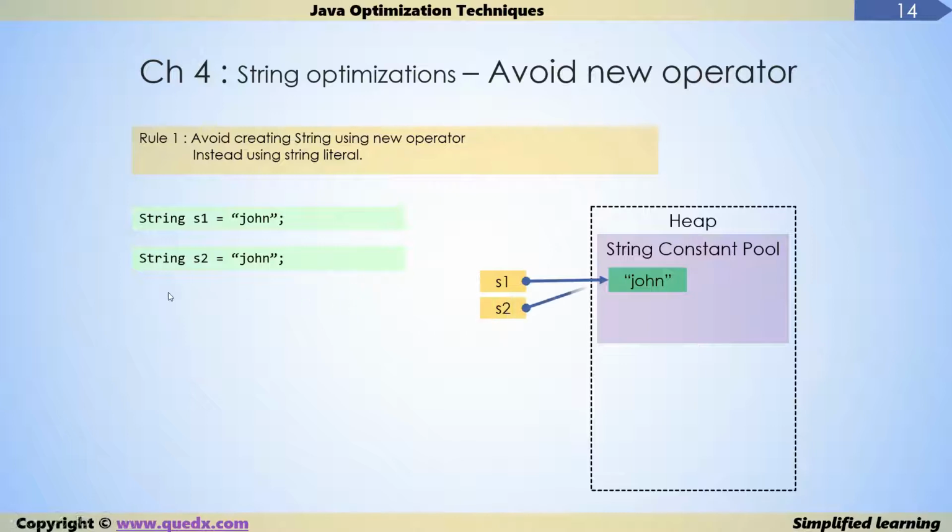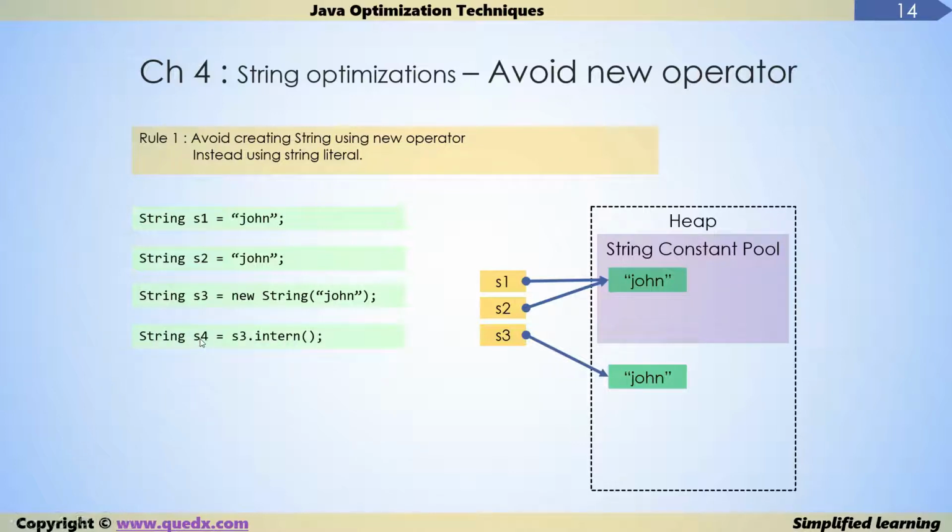In the second case, we are having variable S2 of type string. And since we are using literal, it is going to check if John is already existing in the SCP. In this case, that is true. Hence, instead of creating a new string, it is going to refer to the same string. In the third case, we are having another variable S3 of type string. But in this case, we are using new operator to create the string. Though the content of the string is same, like John, it is going to create a new string in the heap. It is not going to refer to SCP.